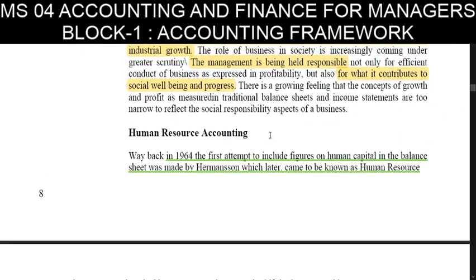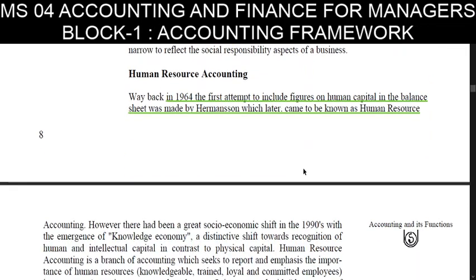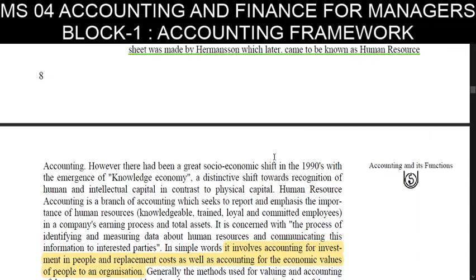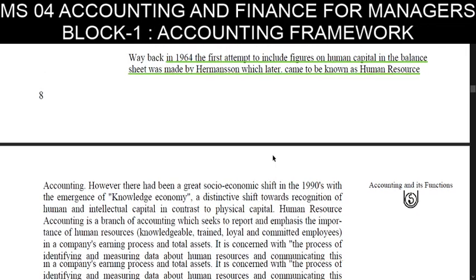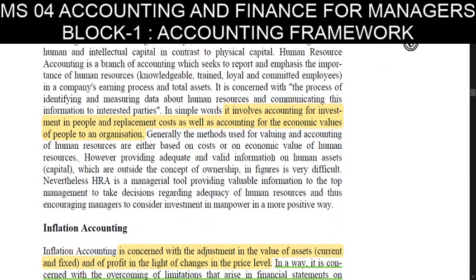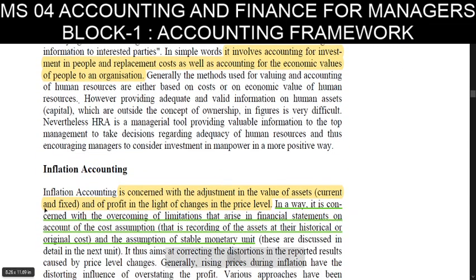All the explanation is very simple. We have to understand one or two points in each paragraph and we have to remember. We have to replicate the same in the examination.